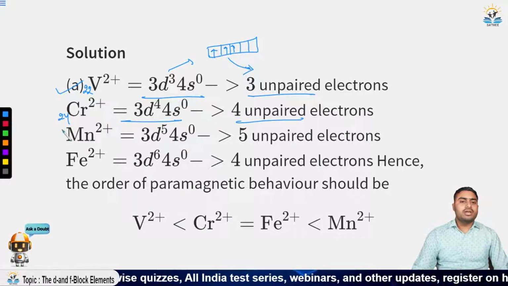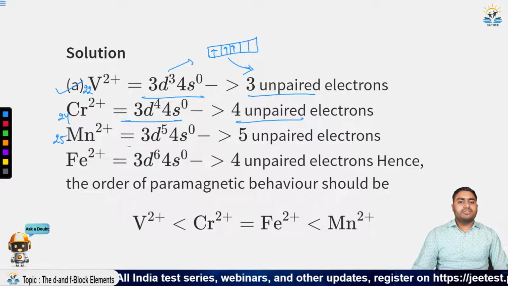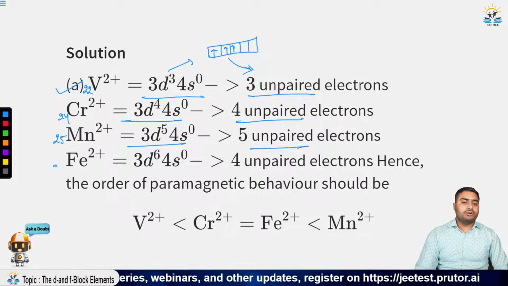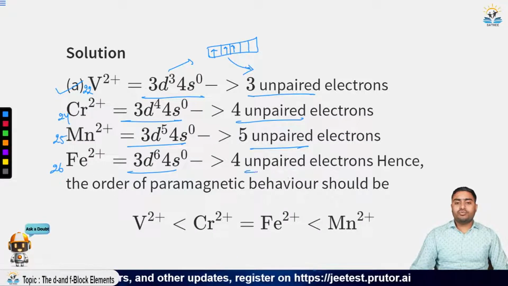3 unpaired electrons. Mn2+ (25): 3d5 4s0, 5 unpaired electrons. Fe2+ (26): 3d6 4s0, 4 unpaired electrons.